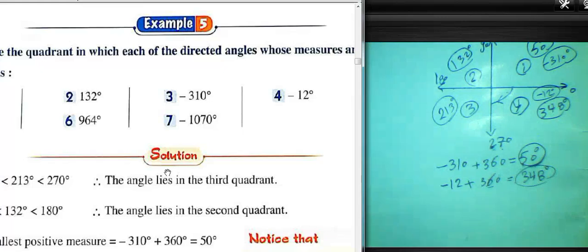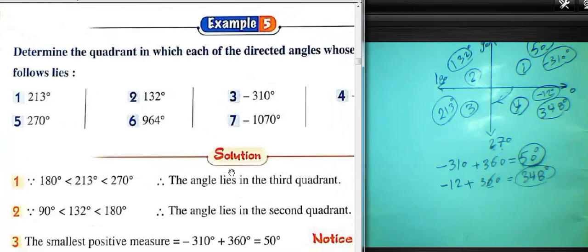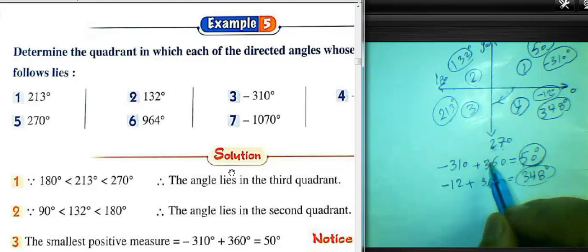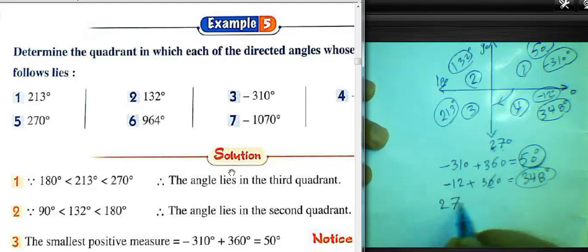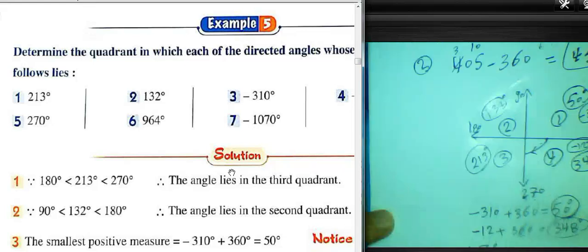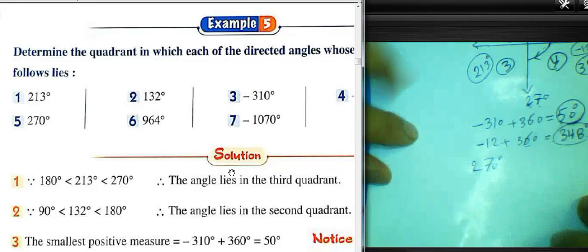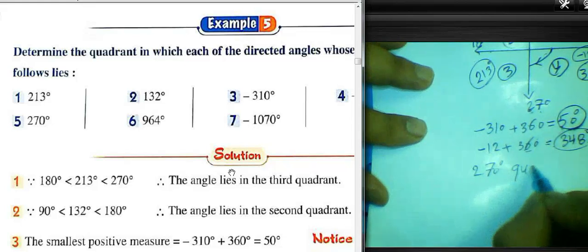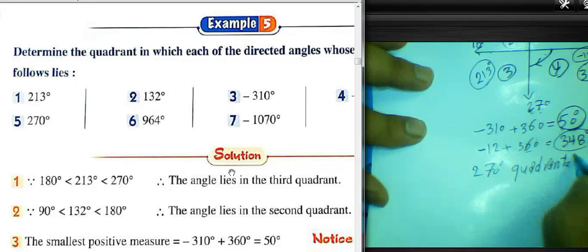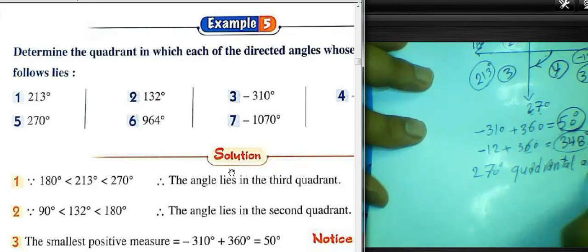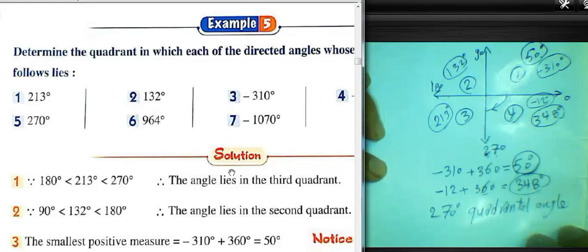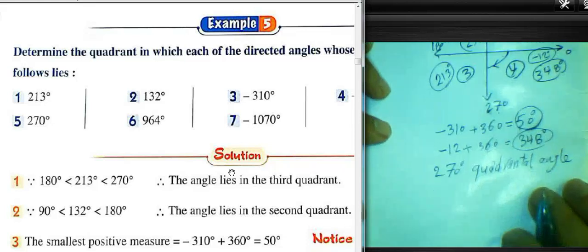Question number 5. 270. Here it's a quadrant angle, 270 degree. We call it a quadrantal angle. You know it? Quadrantal angle 270 degree. And question number 6.